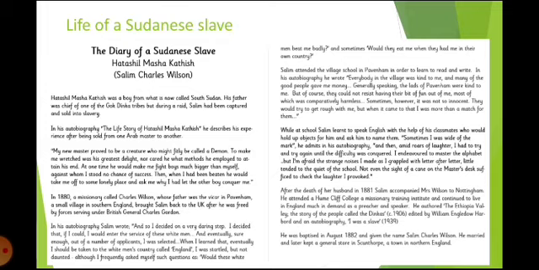While at school, Salim learned to speak English with the help of his classmates who would hold up objects for him and ask him to name them. "Sometimes I was wide of the mark," he admits in his autobiography, "and then, amid roars of laughter, I had to try and try again until the difficulty was conquered.